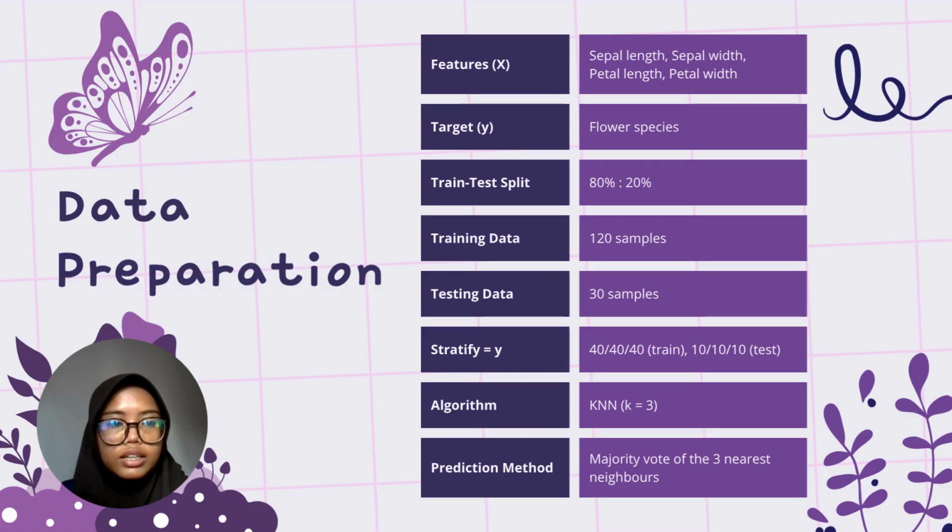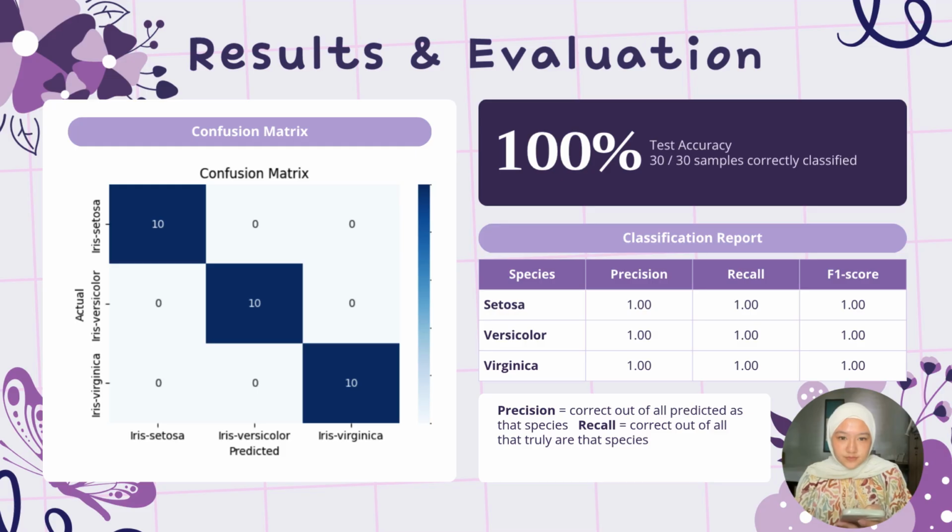Finally, we selected the k nearest neighbors or KNN algorithm with k equals 3. KNN predicts the flower species by finding the three nearest flowers in the training data and choosing the species that appears the most. We chose KNN because it is simple, works well with numerical data, and is suitable for the iris dataset, where the flower species are clearly grouped.